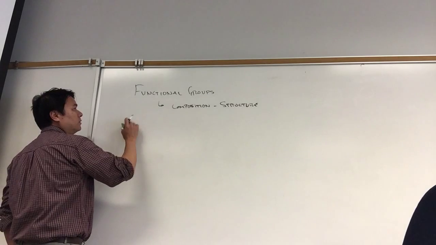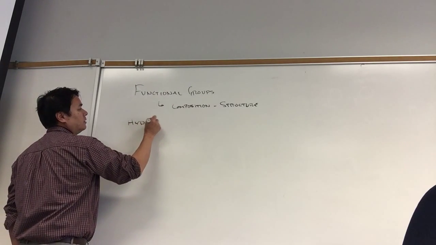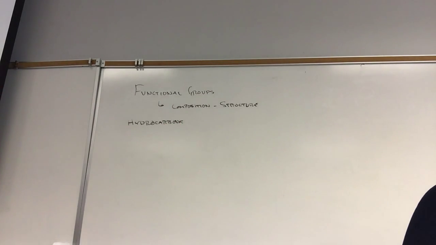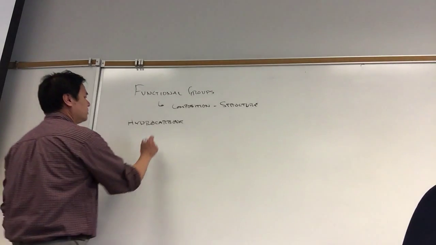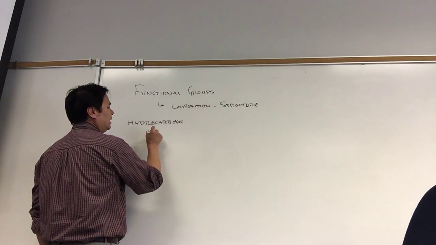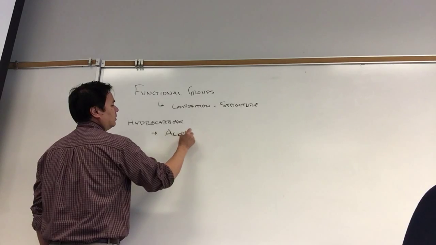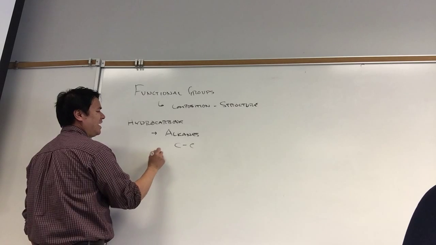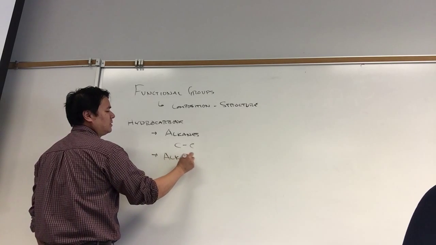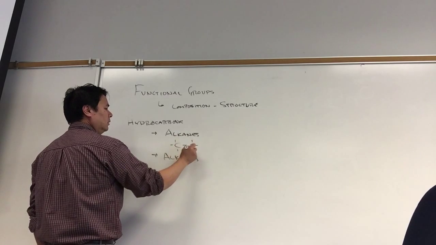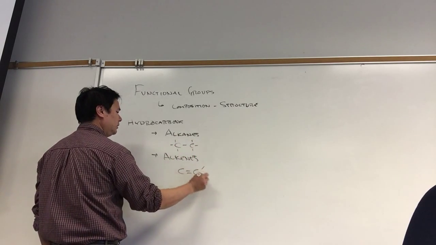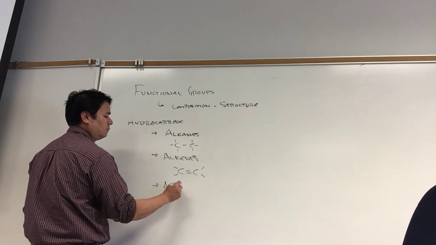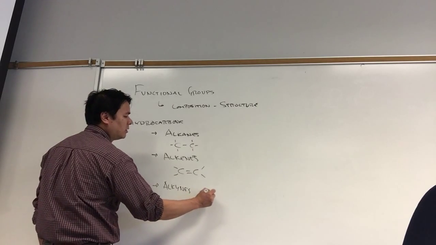And so some of the functional groups we're going to look at are hydrocarbons. Hydrocarbons are the simplest organics because they just consist of hydrogen and carbon atoms. But depending on the structures, we have the hydrocarbons that are called alkanes. Alkanes are all carbon-carbon single bonds. Then we have alkenes. Alkenes will have a carbon-carbon double bond. And then we have alkynes, which will have a carbon-carbon triple bond.